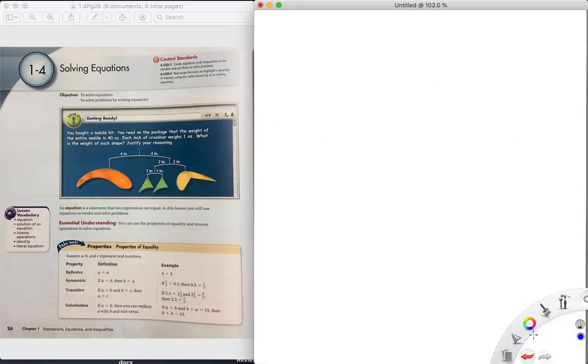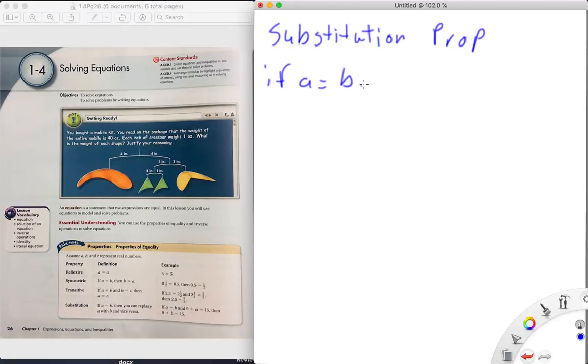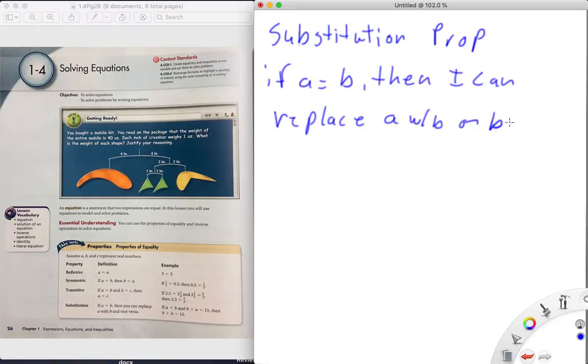Substitution property of equality, and that says that if A is equal to B, then I can replace A with B, or I can replace B with A. They're interchangeable.